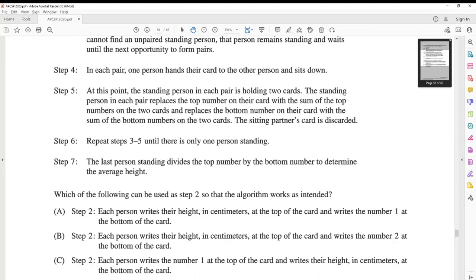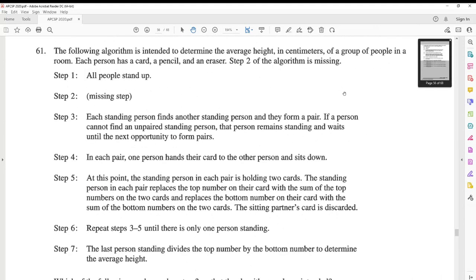Okay, number 61, this is a more complicated problem. For the following algorithm, you intend to determine the average height in centimeters of the group of people in the room. So there's a room, there are people. Each person has a card, pencil, and an eraser. Algorithm step 2 is missing. Step 1 is everybody stand up.